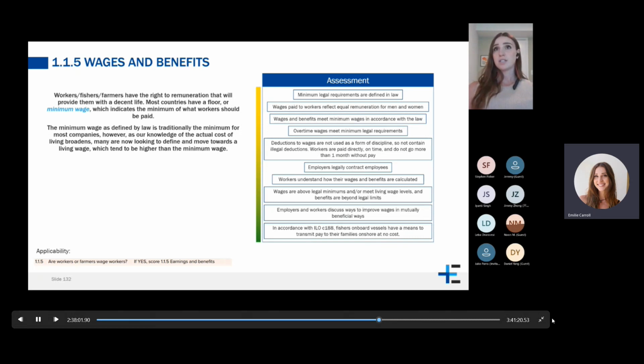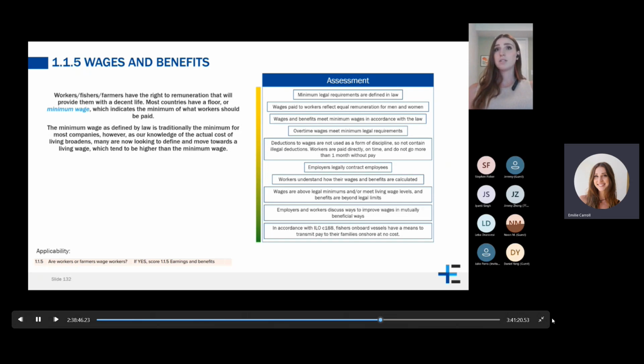It's also important here to make sure that deductions to wages are not used as a form of discipline. So there will likely be deductions on wages that are standard practice, things like taxes, for example. What's really important here is just that workers, if there are deductions on their wages, understand what they're being paid for. For example, some that live in worker housing might be paying for something. If they're getting food or whatever, there might be different deductions there, but workers need to understand those. They need to be transparent, and they still need to be earning enough to afford all of those things. Of course, making sure as well that employers are legally contracting employees so that they're protected under that contract legally.